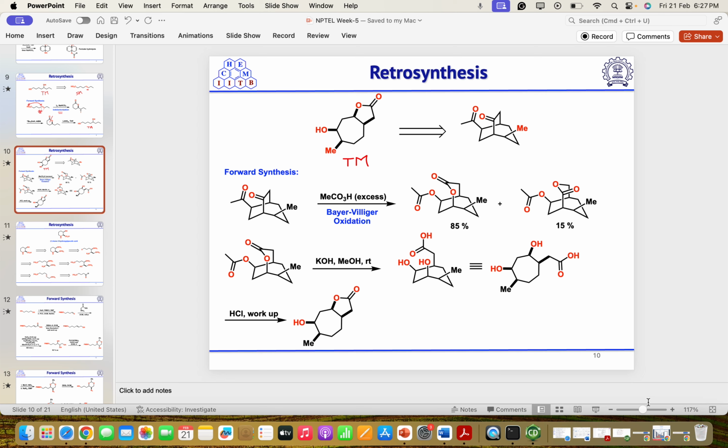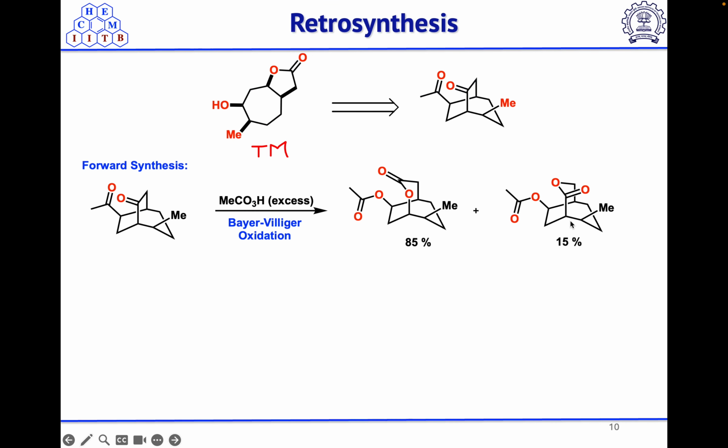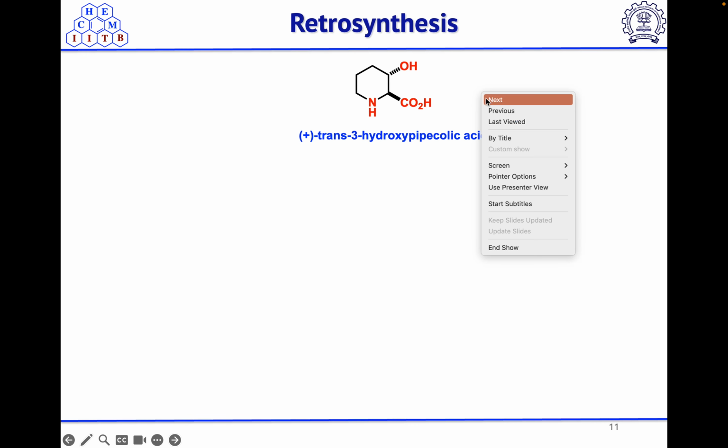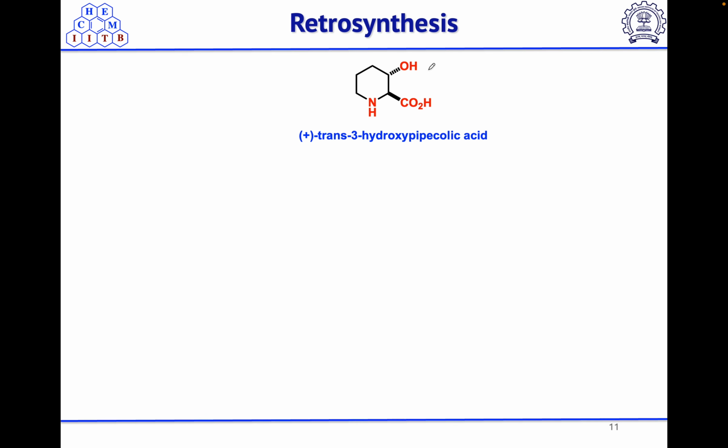So now coming to our next problem. The next problem is also an interesting example. If you see this molecule, the name of this molecule is plus trans 3-hydroxypipecolic acid. If you see this molecule, the alcohol and carboxylic acid stereochemistry is trans. So these two stereochemistry are trans.